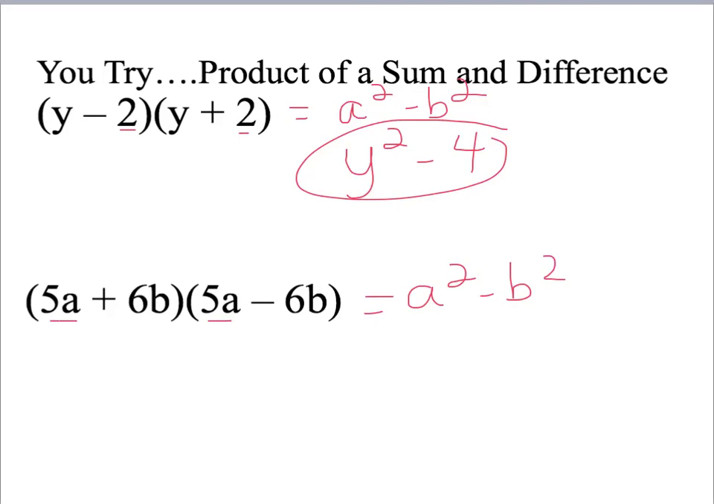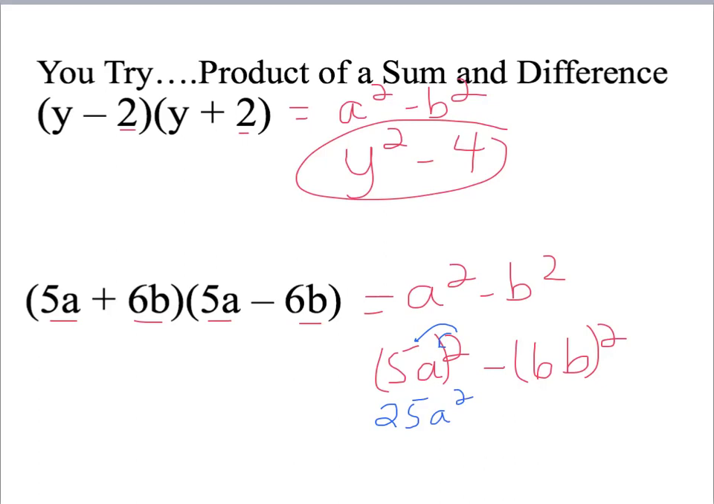A here is 5a, so we want 5a squared, and then minus 6b squared. In this case, because we're squaring the 5a and the 6b, the square has to go to both terms. So 5 squared becomes 25, and then a squared, minus the square here needs to come with the 6. 6 squared is 36, and then b squared.